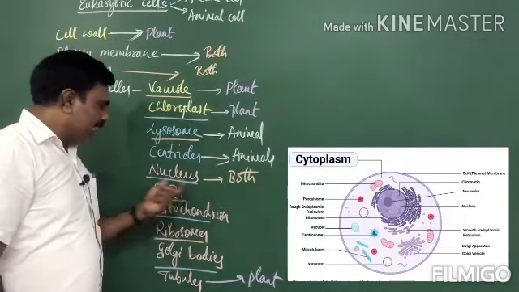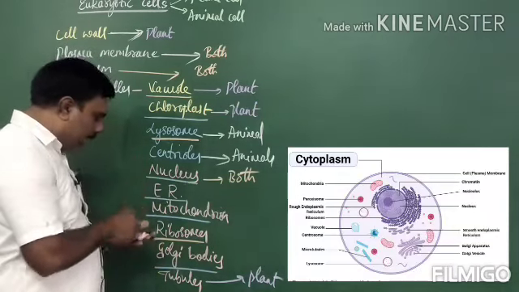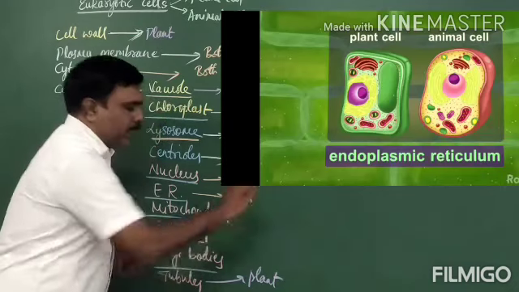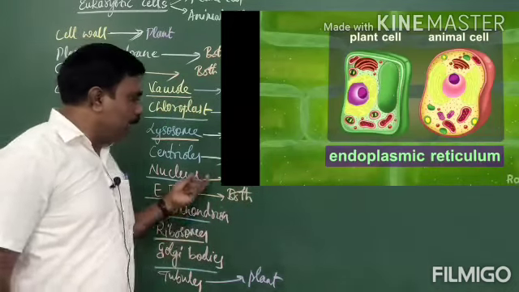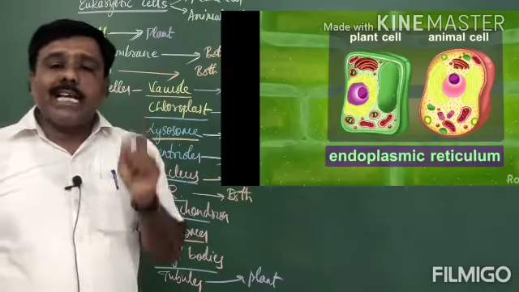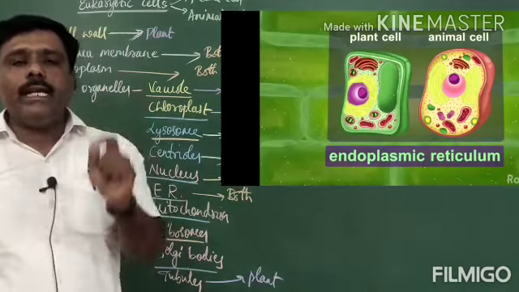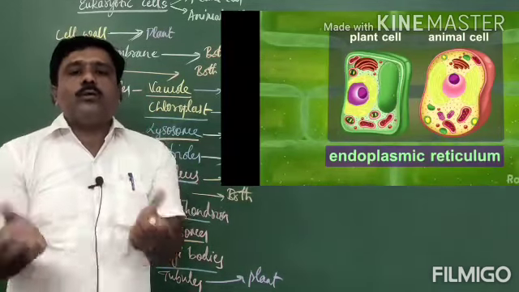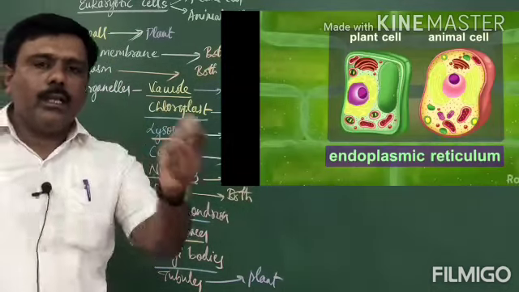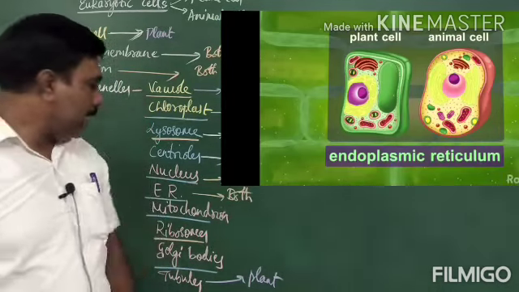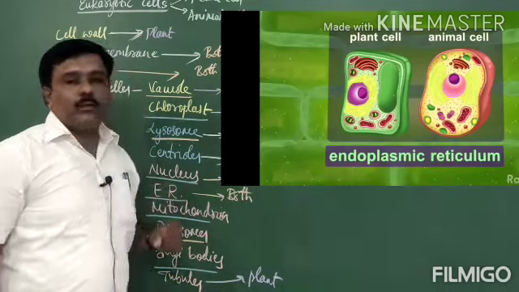Then the next cell organelle is the endoplasmic reticulum. It is found both in plant cells and animal cells. This endoplasmic reticulum is commonly called the cytoskeleton or endoskeleton of the cell. Why? It provides support to the cell, it helps the movement of the cell, and it balances the cell. So hence it is called the cytoskeleton.